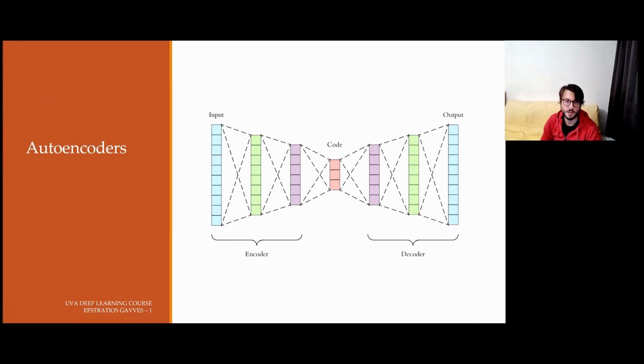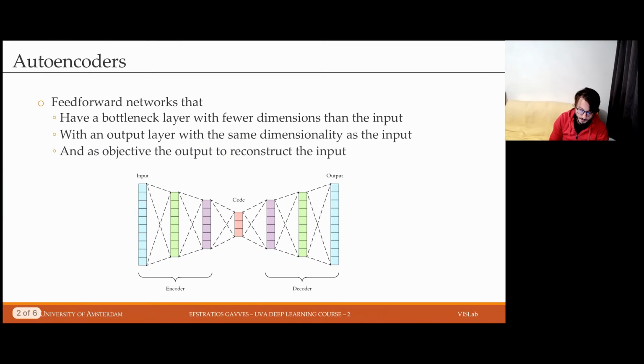Hi, now let's continue with autoencoders. So autoencoders are simply feed-forward architectures. It's another type of architecture which has the following characteristics.